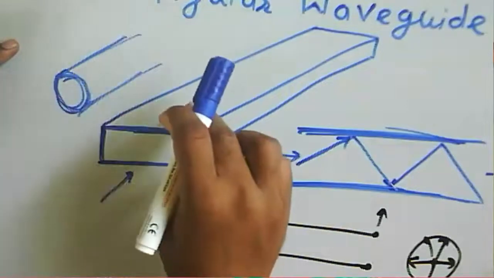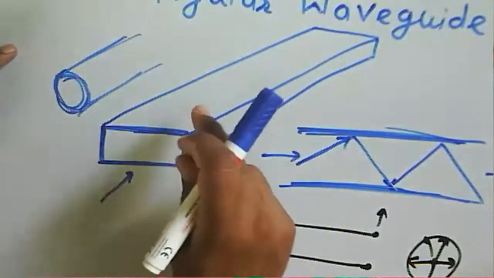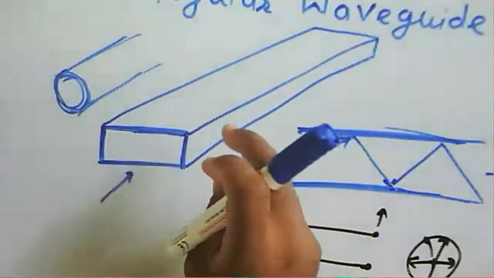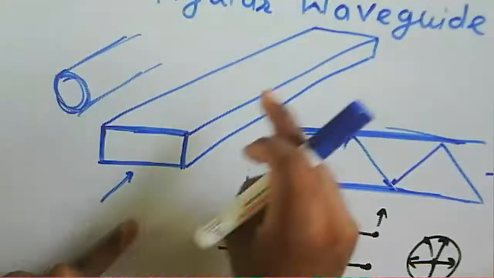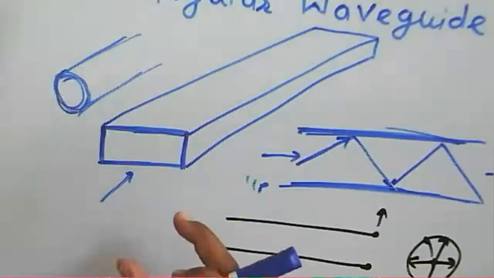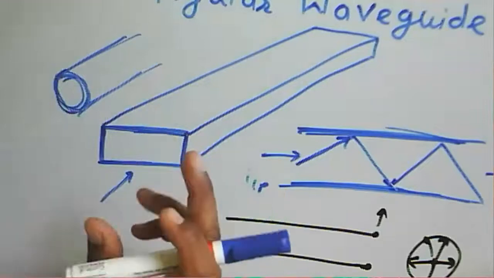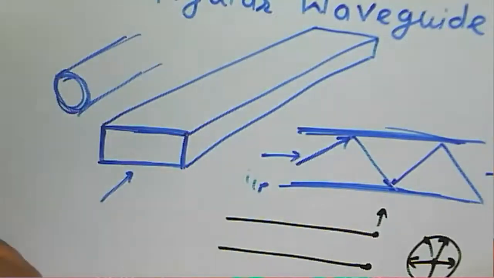And this rectangular or circular structure guides the wave to propagate from one place to another. That's why it is called a waveguide. According to whether the shape is rectangular or circular, the types of waveguide are the rectangular waveguide and the circular waveguide.